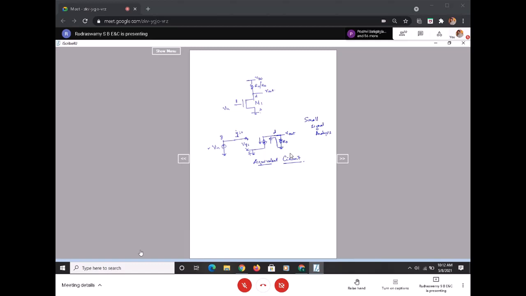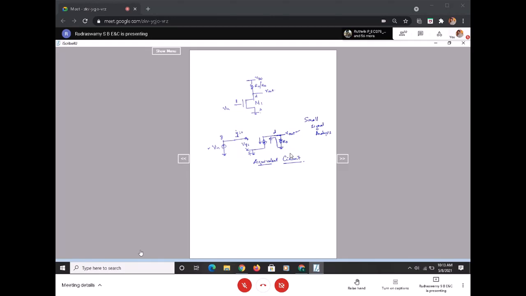Sir, because charges are supplied from source to drain. Yes, this is an NMOS transistor. The electrons move from source to drain, so the current should be in the opposite direction, that is from drain to source. That's why it is from drain to source. So this is Vout.